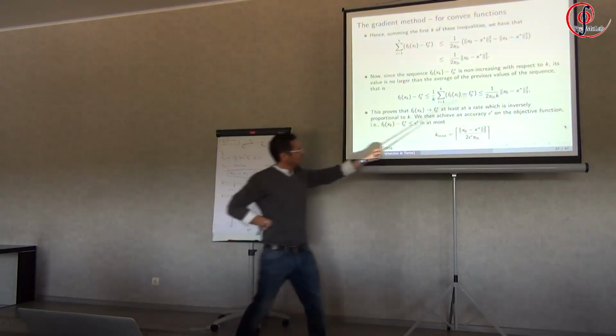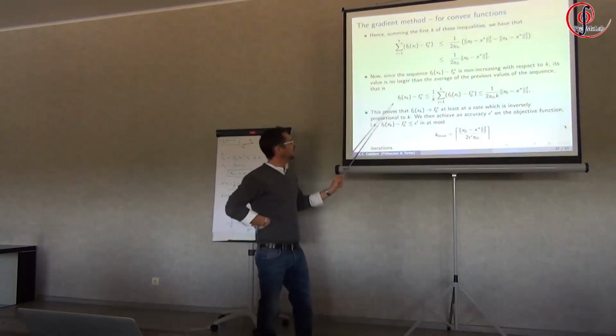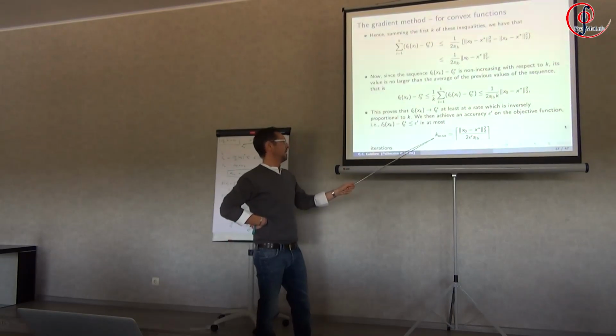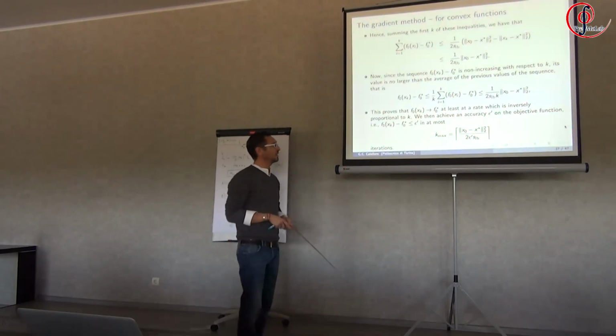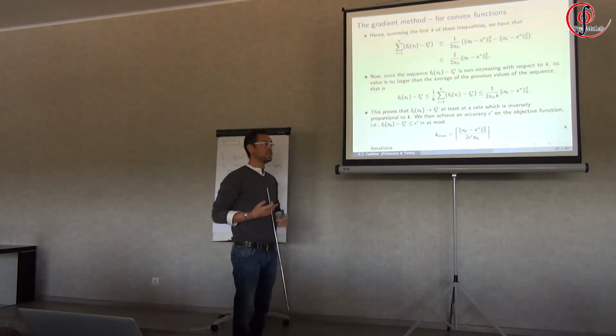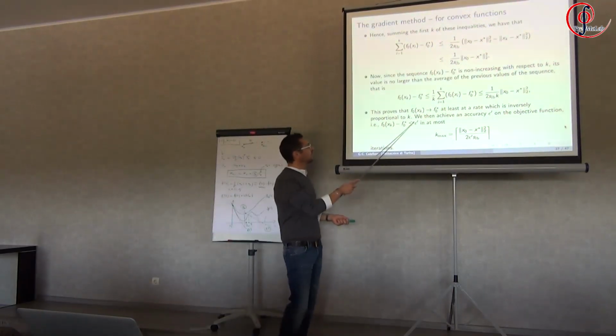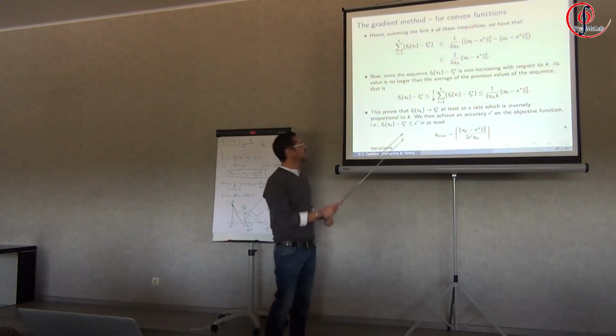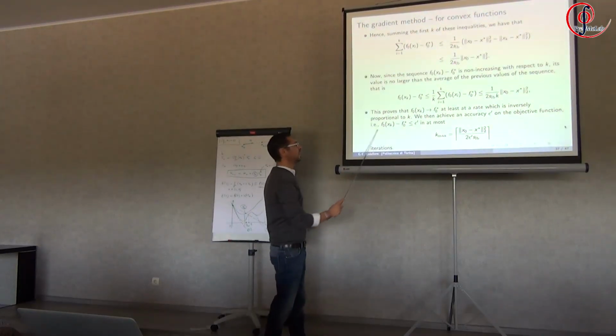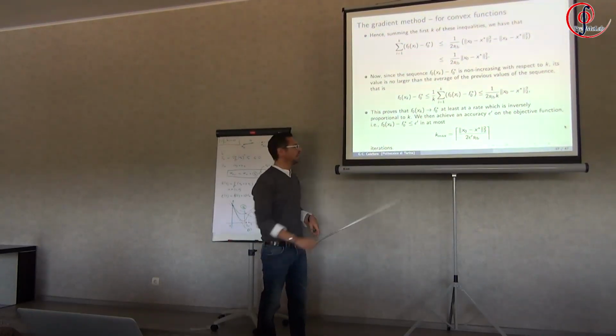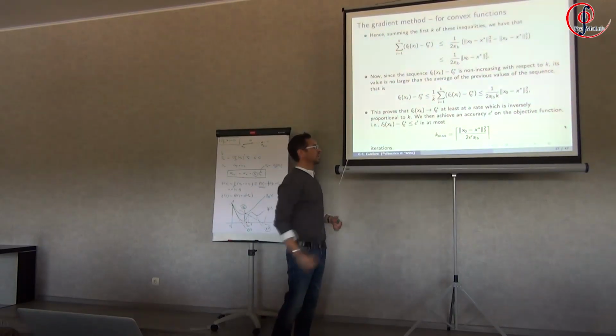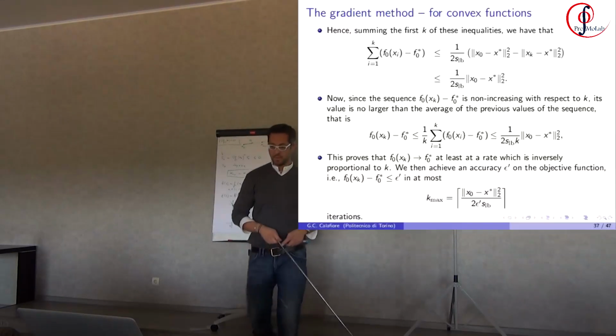Or we can invert this relation here, and if we like, we can express explicitly the maximum number of iterations that we need in order to reach some precision epsilon prime on the objective value, and it's something that goes as 1 over epsilon. Okay?